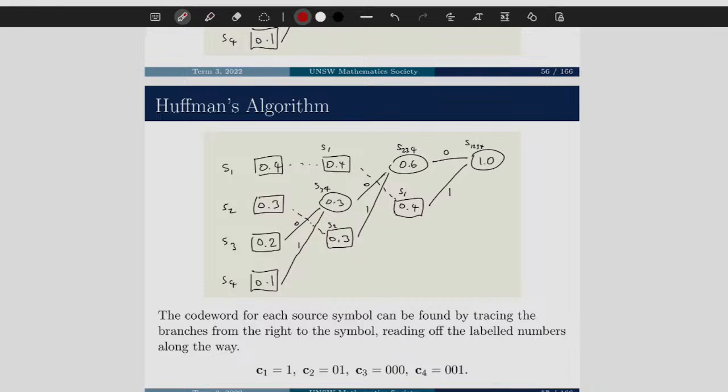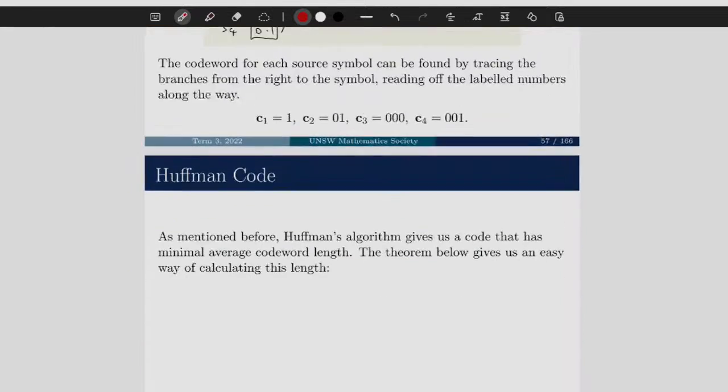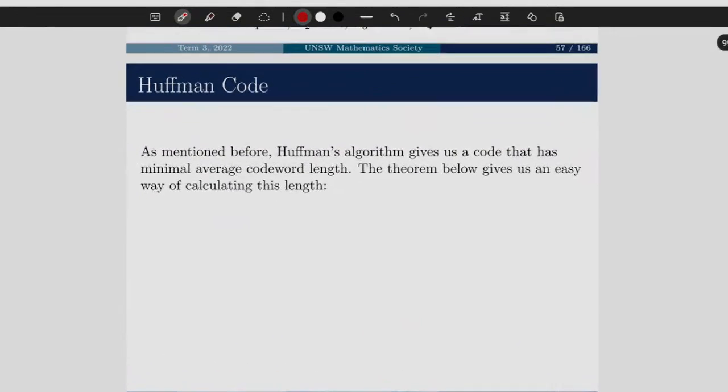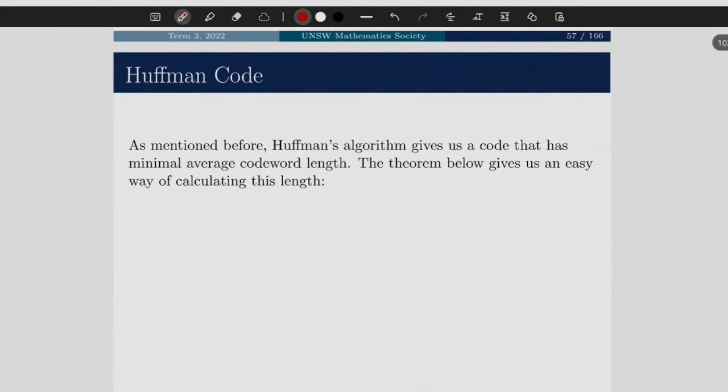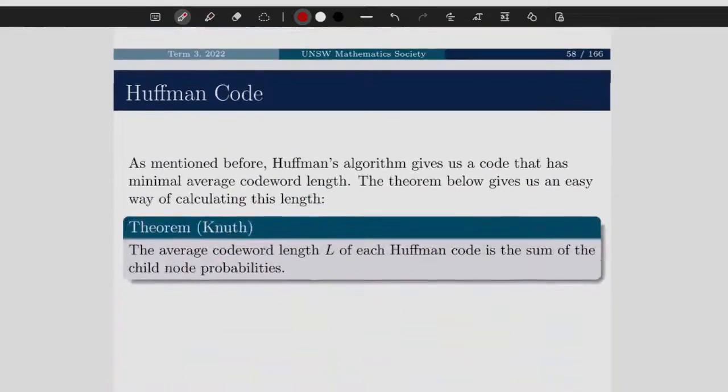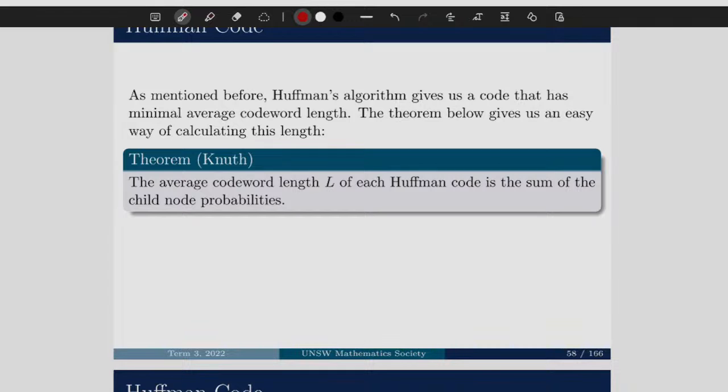Hopefully everyone's okay with that. The big thing to keep in mind, and honestly where I see people making mistakes, is making sure to place this high instead of placing it at the bottom. Okay, so moving on. As mentioned before, Huffman's algorithm gives us a code with a minimal average code word length because it finds us our minimal code. So I don't want to say his name because I don't know how to say his name.